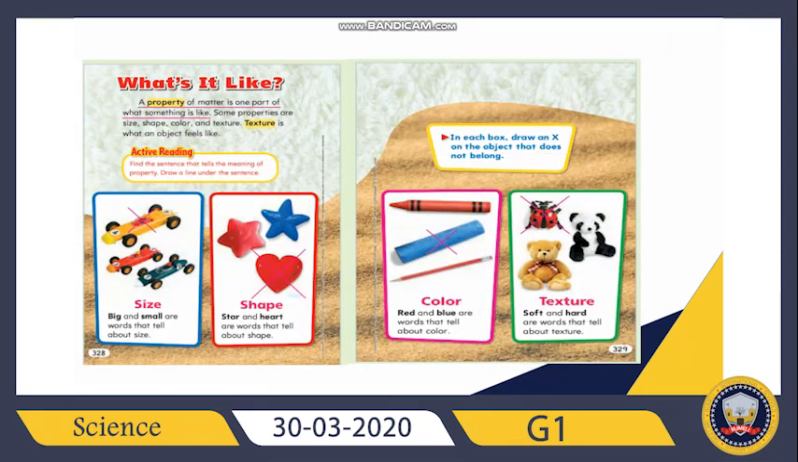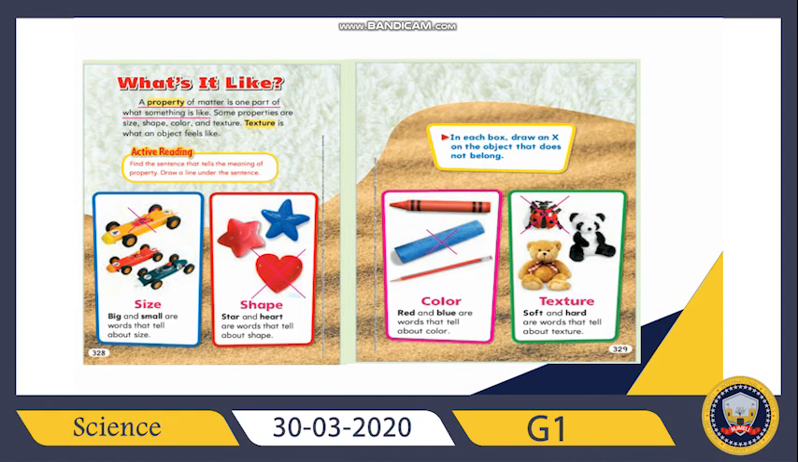What do we have here? Look at the two highlighted words. Can you read it for me? Very good. The first one is property. The second one is texture. Do you remember we talked about properties in the natural resources lesson? We talked about the rocks' properties. We talked about the soil properties. Now, what is the meaning of property?